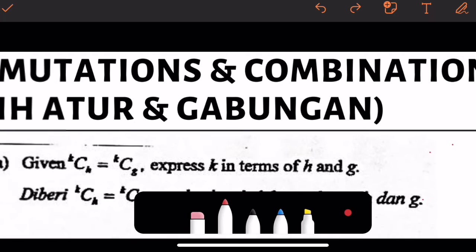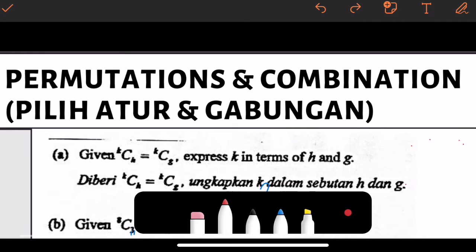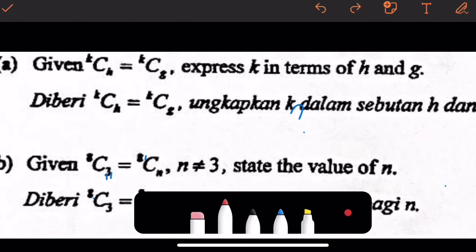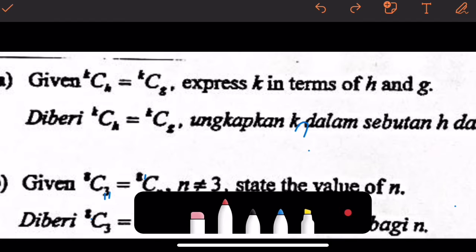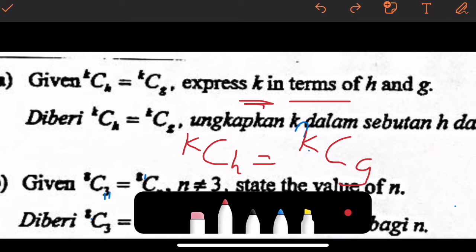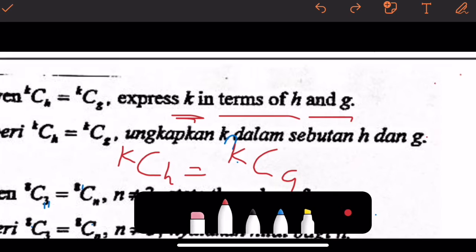We have permutation and combination. So the first question is this one. Given that KCH is equal to KCG, express K in terms of H and G. Now how to do a question like this?